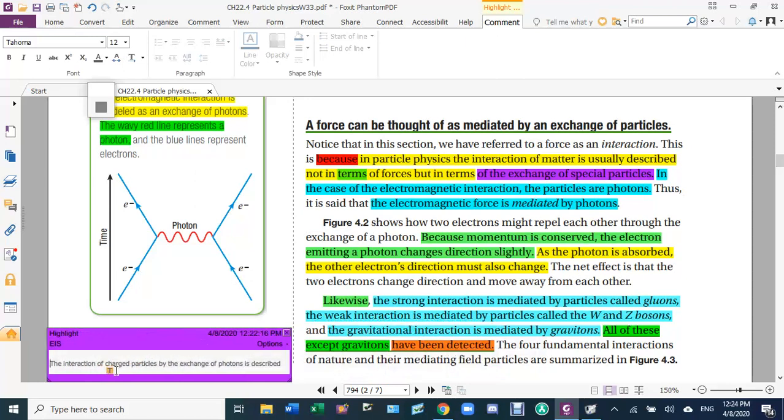And here we can see how two electrons might repel each other through exchange of a photon. Here the momentum is conserved and the electron emitting a photon changes direction slightly. As the photon is absorbed, the other electron's direction must also change. Now the net effect is that the two electrons change direction and move away from each other.